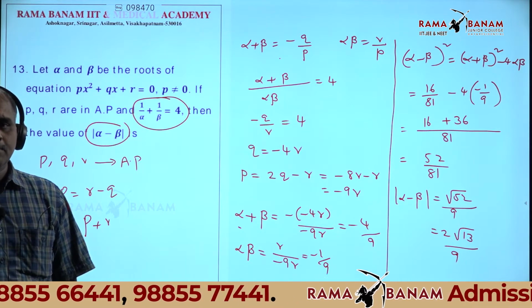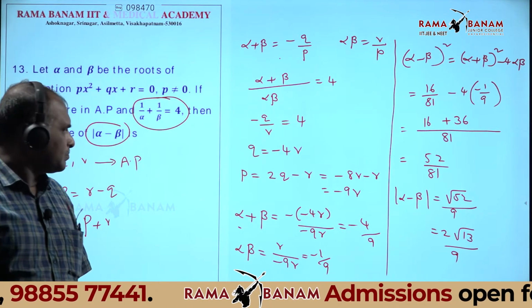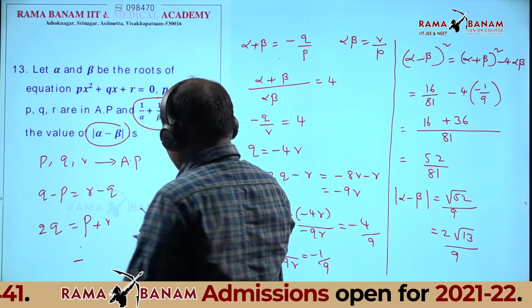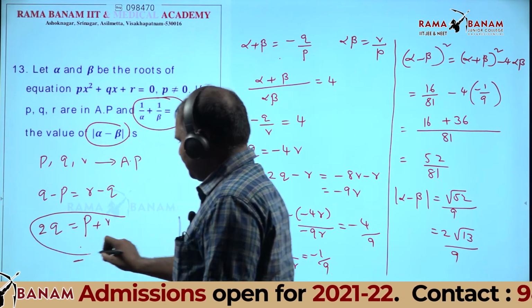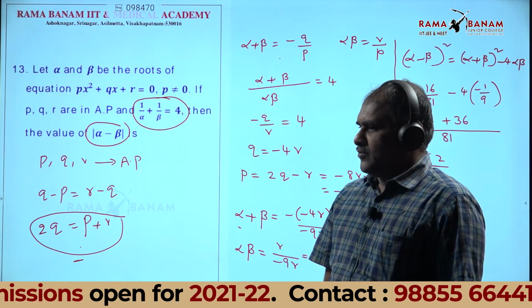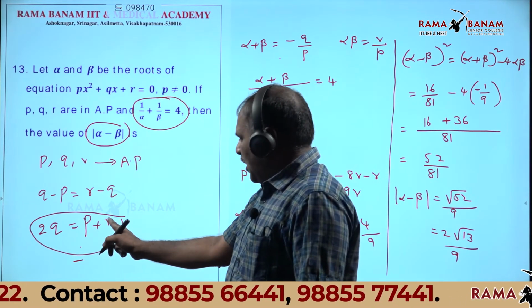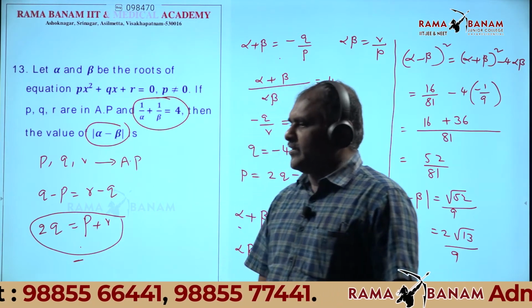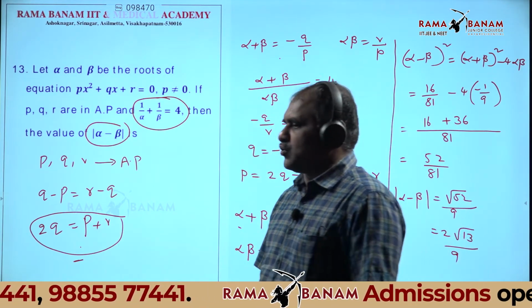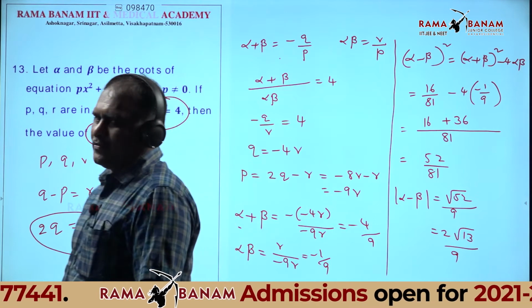Sir, how to get P equal to 2Q minus R? From this relation, bring the R value to that side, therefore P is equal to 2Q minus R.